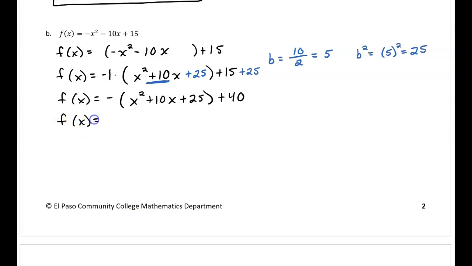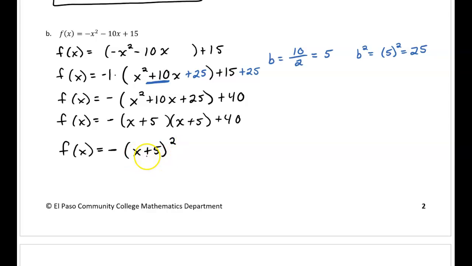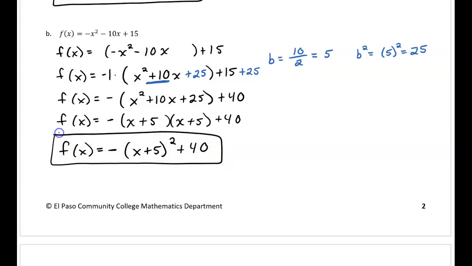You might feel ready now, but just in case, one more time, factoring out this trinomial that we built, we get x times x for the x squared, and 2 numbers that multiply to give me 25 but add to be 10, that's 5. It's always that b value. So there it is. Our function in this new form is negative, x plus 5 squared, that's in parentheses, plus 40. And there is our answer.